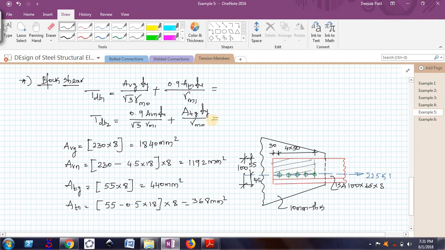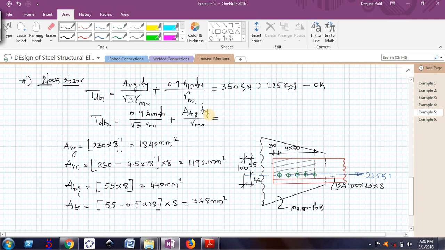For TDB1, AVG is 1840 multiplied by 250 divided by root 3 into gamma m0, 1.1, plus 0.9 ATN, which is 368, multiplied by Fu, which is 410, divided by gamma m1, which is 1.25. I get this to be 350 kilonewton, which is greater than 225 kilonewton. So it is okay.